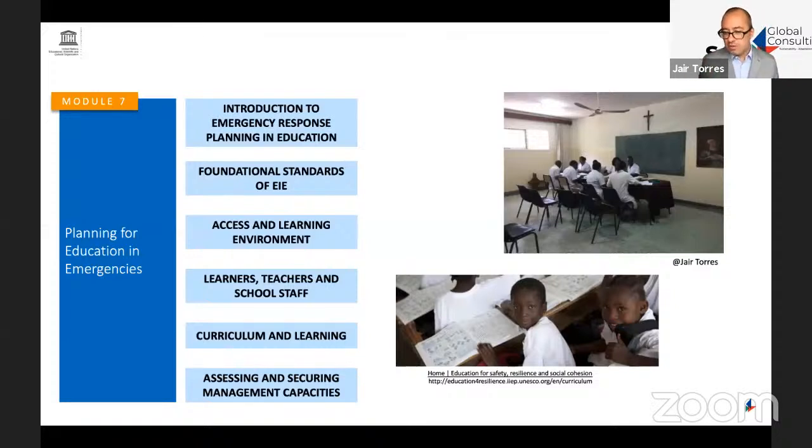out of the system for different reasons, how we can replace them, what is important to have at that moment, what is important to plan for them, how we can adapt the curriculum and the learning. In terms of emergencies or in terms of conflict, we cannot implement the same curricula that we have in normal times. So we need to see how we can adapt and how we can have a blended curriculum, etc. We're going to finish this module talking about assessing and securing management capacities for planning for education in emergencies.